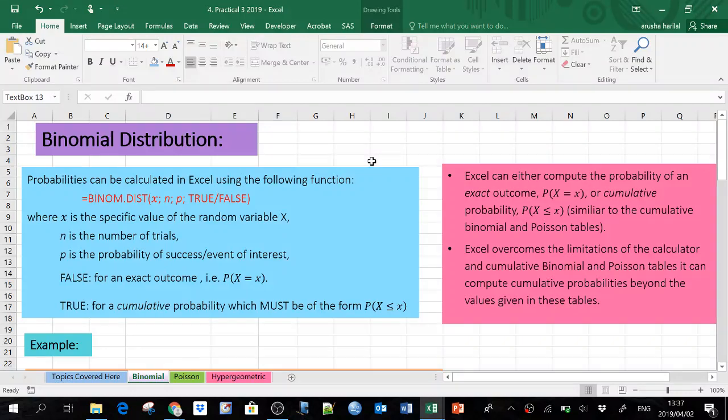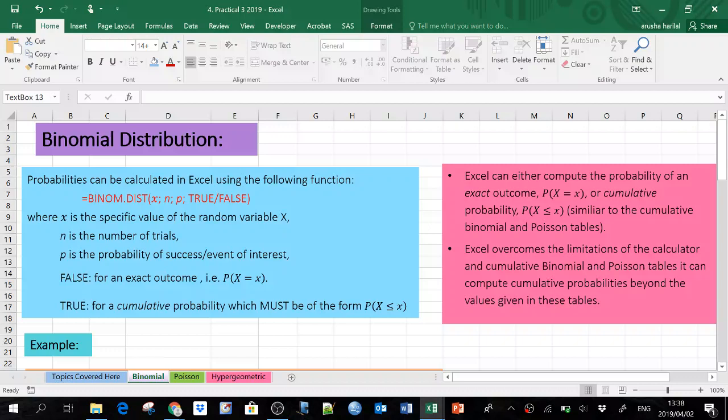So let's first click on the first worksheet, which is the binomial distribution, and let's quickly recap what a binomial distribution is and how the Excel function features. So we know that we can calculate either exact probabilities or cumulative probabilities, as we have been doing in the lectures, and we used the binomial tables. Excel can do exactly the same, calculate both exact and cumulative probabilities. The advantage of using Excel is that we are not limited to the tables that we are given.